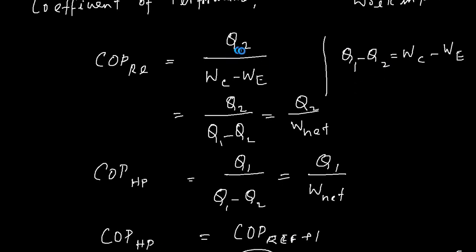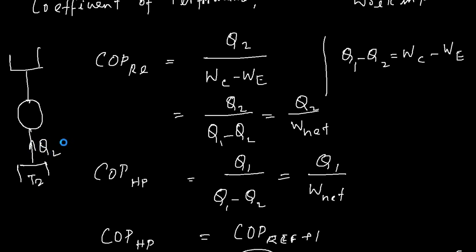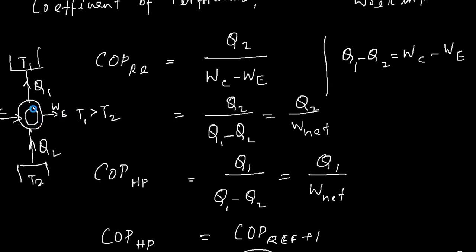So you can say for a refrigerator, COP is Q2 over Q1 minus Q2, and COP of heat pump is Q1 over Q1 minus Q2, whereas your cycle will look like this. It's T1, let's call it T2, Q2, Q1, T1. Its condition is T1 greater than T2, and you have your compression work and your expander work coming out of the system. So that is your cycle.